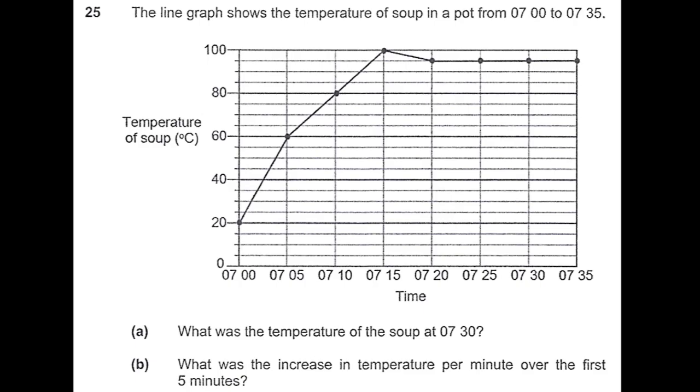Question 25. The graph shows the temperature of soup in the pot from 7 to 7:35. This is 7 to 7:35, and this is the temperature. What was the temperature of the soup at 7:30? 7:30 is here, so the point is here. Let's look. This is 80, this is 90, so this must be 90 in the middle. And this point is between 90 and 100, so it has to be 95. So the answer is 95 degrees Celsius.